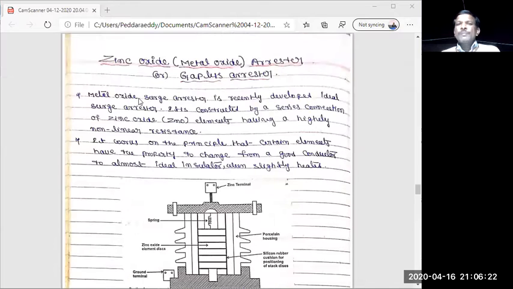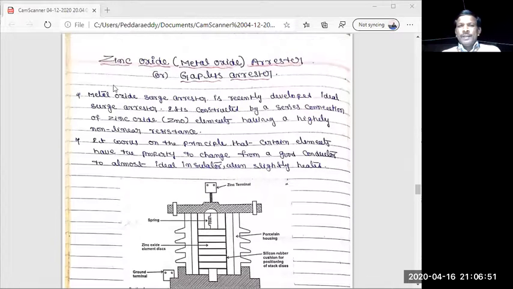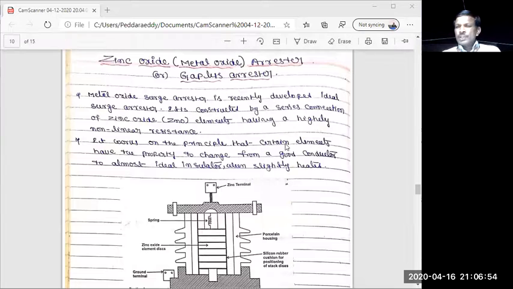Next, one more important lightning arrester or surge diverter is the zinc oxide arrester, or metal oxide arrester, or gapless arrester. The metal oxide arrester is a recently developed ideal surge arrester. It is constructed by a series connection of zinc oxide elements, using a highly nonlinear resistance. Why is this type of arrester called a gapless arrester?